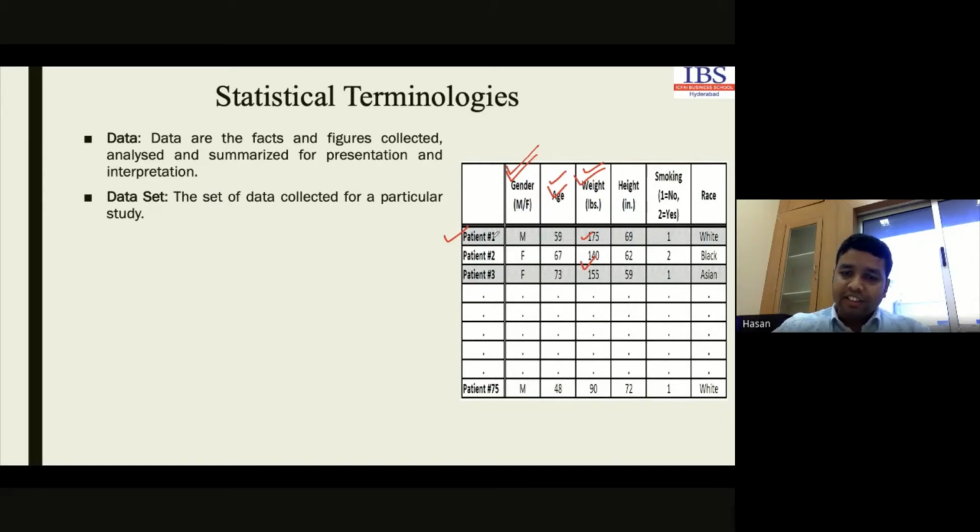If we combine all the 75 patients and put the data in a single table, it will create a set of 75 patients, and for each patient we have gathered the information regarding gender, age, weight, height, smoking and race. So this is a data set. When we consider only one column at a time, it is data, but when we consider each and every column and row simultaneously, it creates a data set.